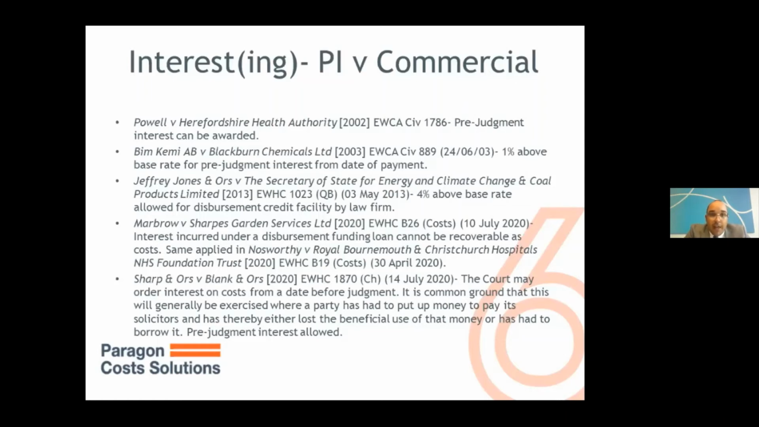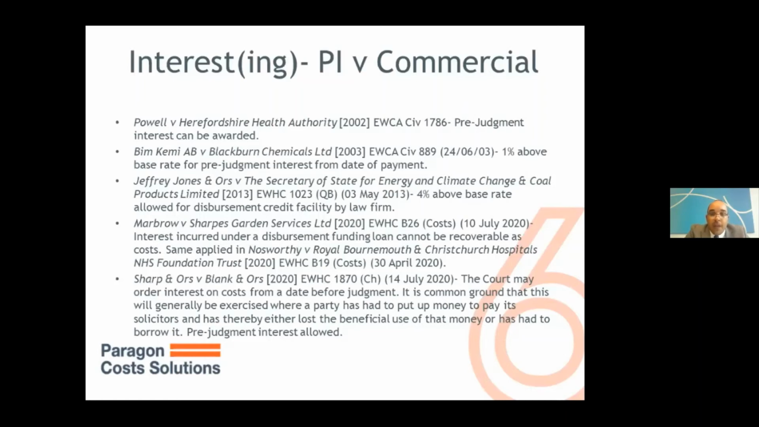But then we move on to some cases from earlier this year, and the fourth bullet point, the Marlborough case and Nosworthy, are PI cases. And what the High Court said in both cases was that interest incurred under a disbursement funding loan cannot be recoverable as costs, and they relied on a decision known as Hunt v Douglas, and that was applied, as I say, in both Marlborough and Nosworthy. So if you take out a disbursement funding loan, you cannot recover the interest on that loan pre-judgment. But compare that with Sharp, and Sharp was a decision 4 days after Marlborough, again in the High Court. And what the court said is the court may order interest on costs from a date before judgment.